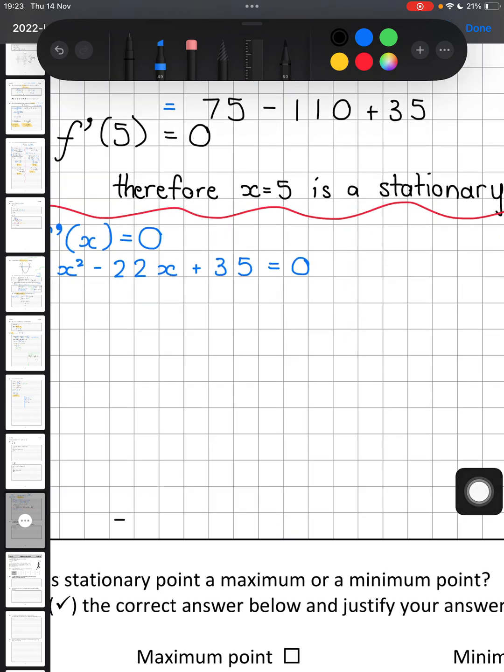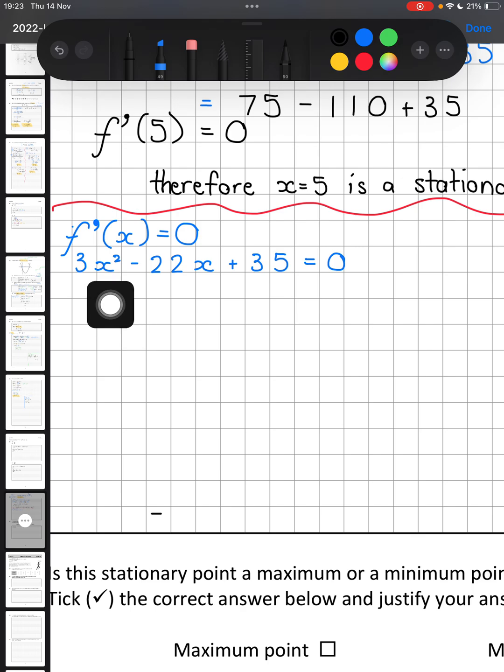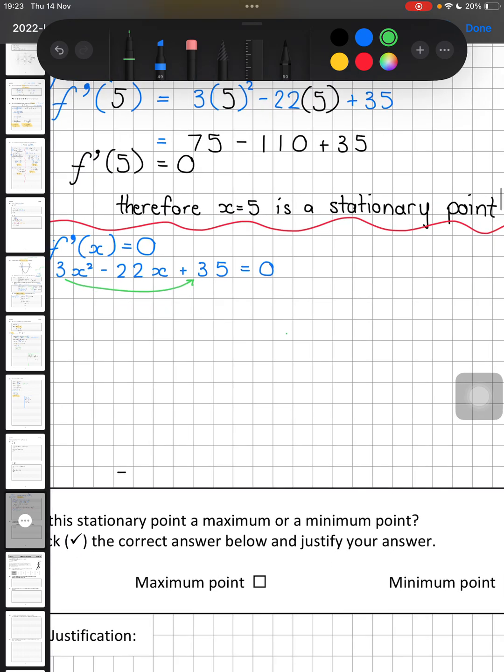Okay, if we're factorizing this, the number in front of the x squared is not 1, which means it's a slightly longer method of factorizing. I need to say, okay, 3 times what gets me to, 3 times 35, and that's what my guide number is. So 3 times 35, my guide number is 105.